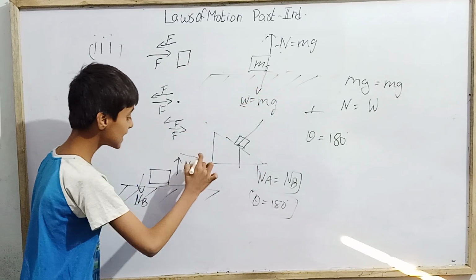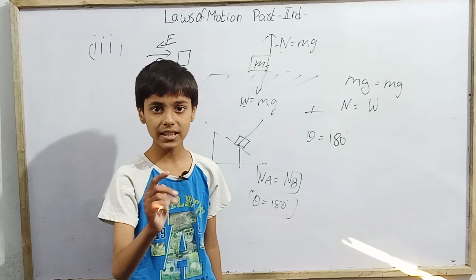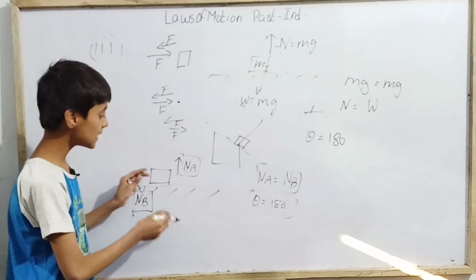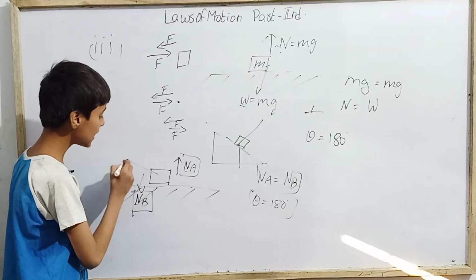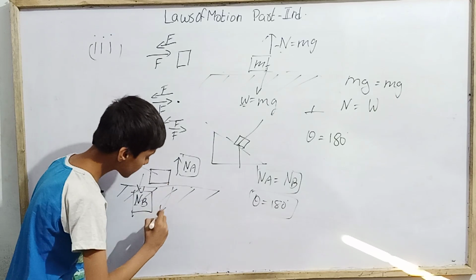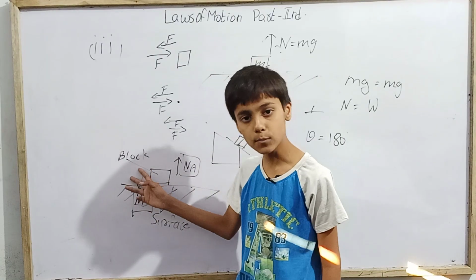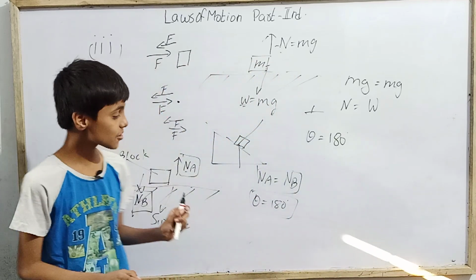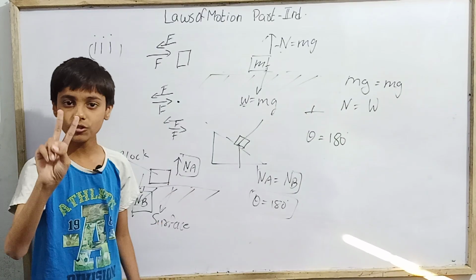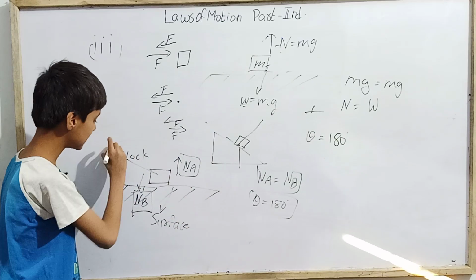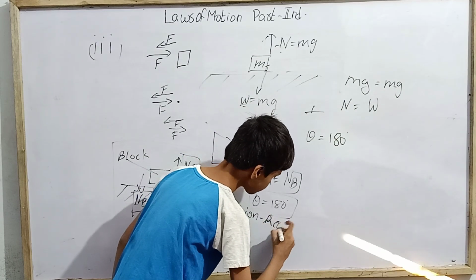Here we can see that here is a normal force and here is also a normal force. Both are normal contact forces, so the first rule is followed. Both forces are applied over two different bodies. Which two different bodies? One body we have taken as the block and the second body as the surface, meaning the surface of the earth, so the two bodies are the block and the earth. That's why NA equals NB, theta equals 180 degrees. Those two rules are followed: the forces are of the same nature, and they act on two different bodies. Hence this case is known as action-reaction pairs. So we can write here: action-reaction pairs.